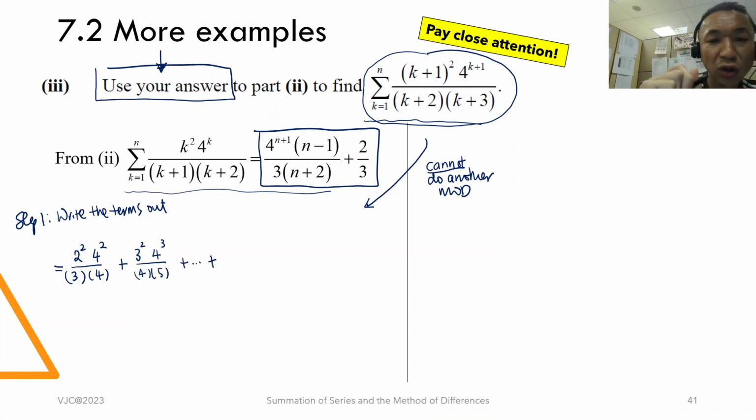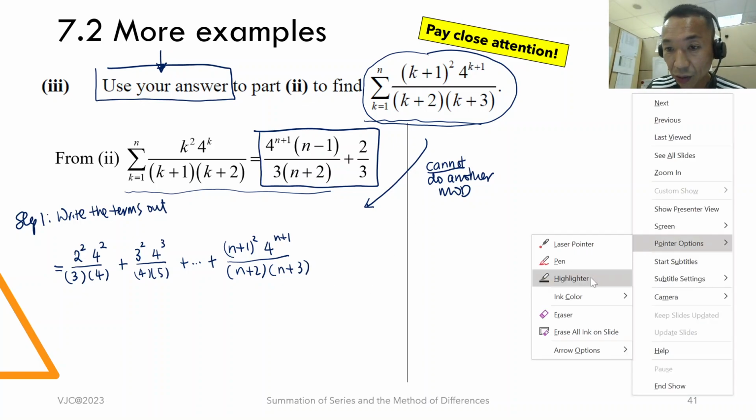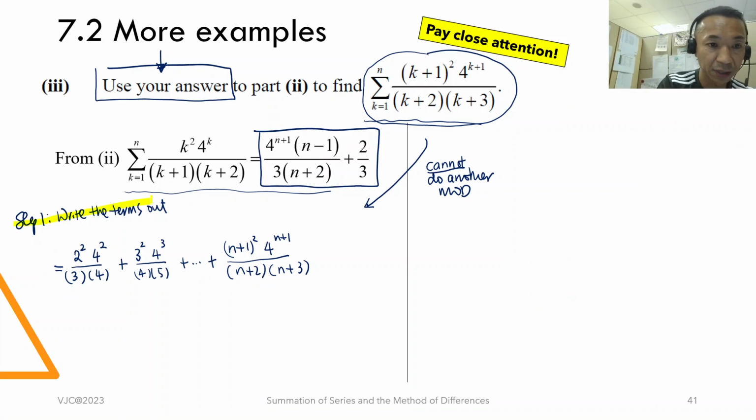Then just focus on the last term. No need to think so much. Focus on the last term. n plus 1 square, 4 to the power n plus 1 over n plus 2, n plus 3. I think step 1 is quite easily understood. Write the terms out. No need too many, right? Just first two terms and then write the last term.